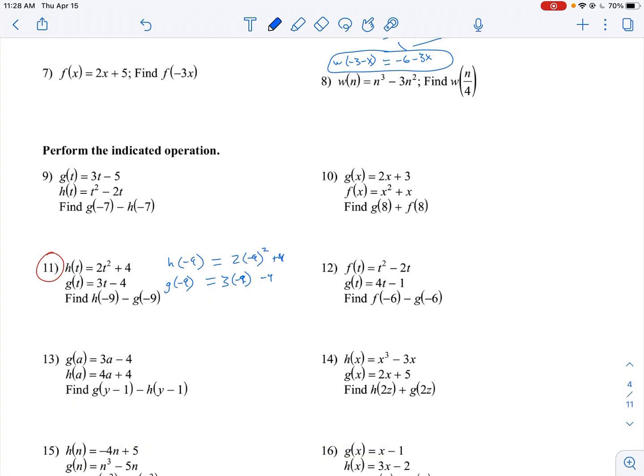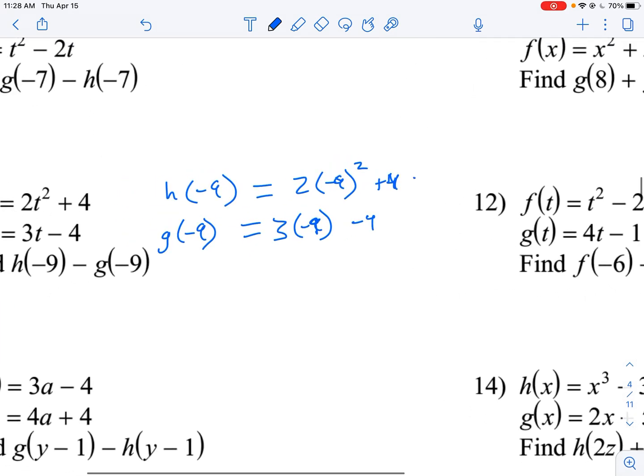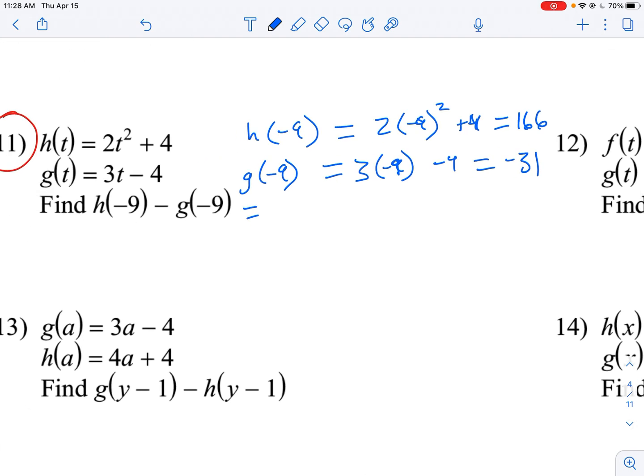So you go ahead and simplify those. -9 squared is positive 81, so you do 2 times 81 and then add 4 to that. You're going to get 166. And for this one, 3 times -9 is -27, and minus 4 gives you -31. So this is going to be 166 minus -31, which comes out to be 197, not 167, 197. Ta-da, we got it.